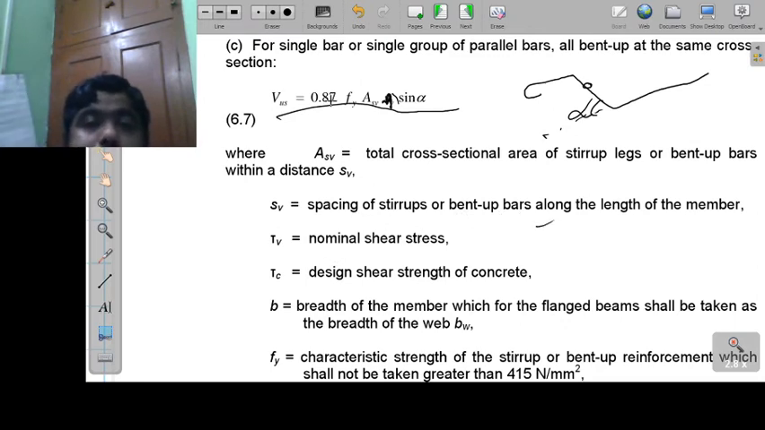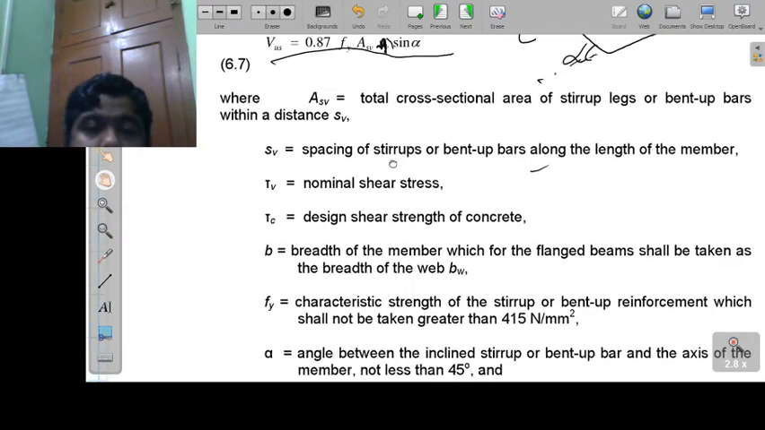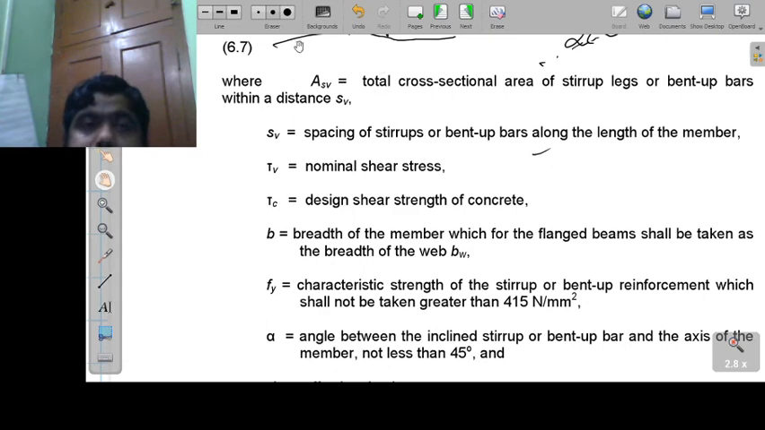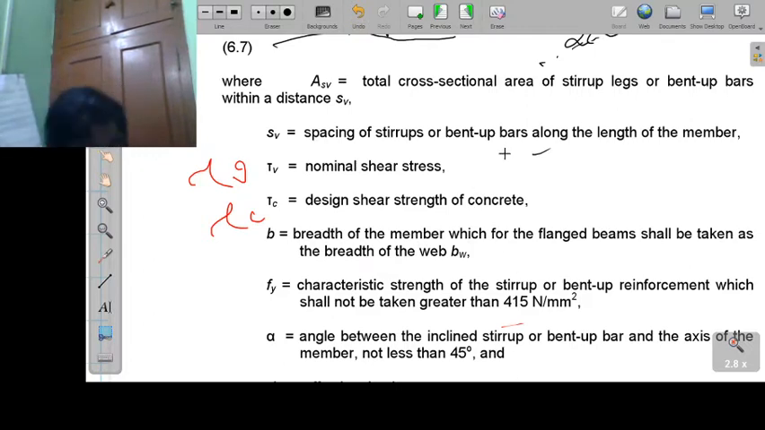Tau v is the nominal shear stress that we have used, whichever symbol. Tau c, this is not T, this will be tau c. Tau c is the design shear strength, b is the breadth of the member. fy is the yield stress of the steel. Alpha is the angle between the inclined stirrups or bent up bars with the axis of the member. So these are the meanings of the symbols.